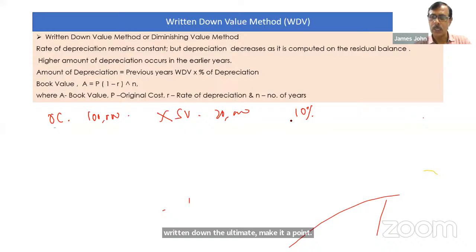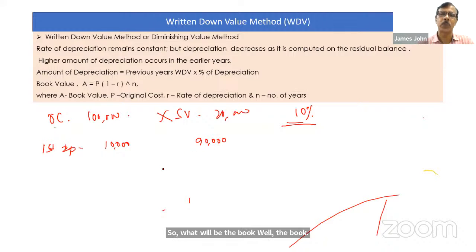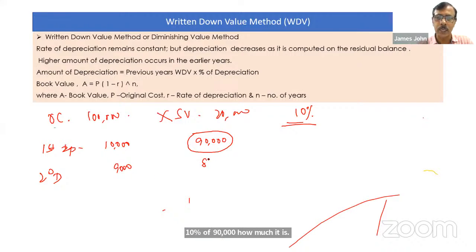So suppose the rate of depreciation is 10%. How do you calculate the first year depreciation? First year depreciation is 10% on 1 lakh. How much is it? It is 10,000. So what will be the book value? The book value at the end of first year will be 90,000. Now, second year depreciation is calculated on this 90,000. Means 10% of 90,000. How much? It is 9,000. So what will be the book value at the end of second year? It will be 81,000. And third year, again, 10% of 81,000. That means 8,100. And it goes on like that.